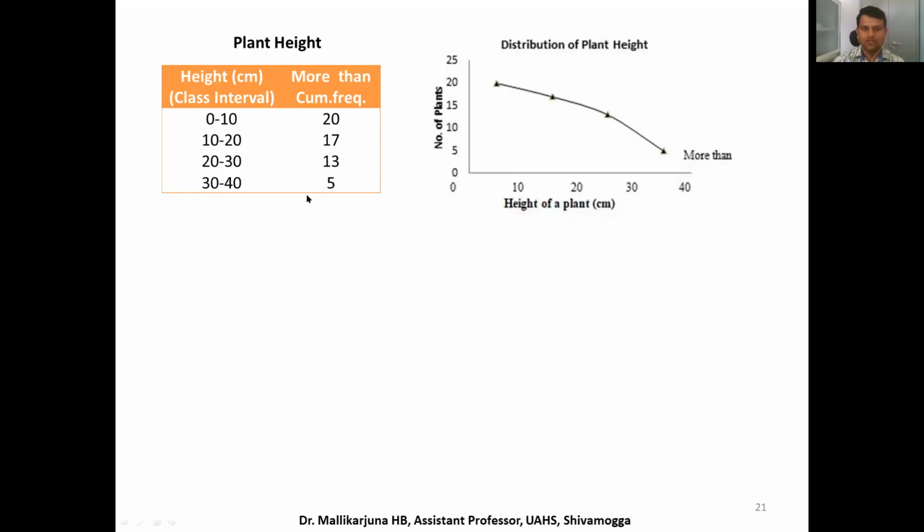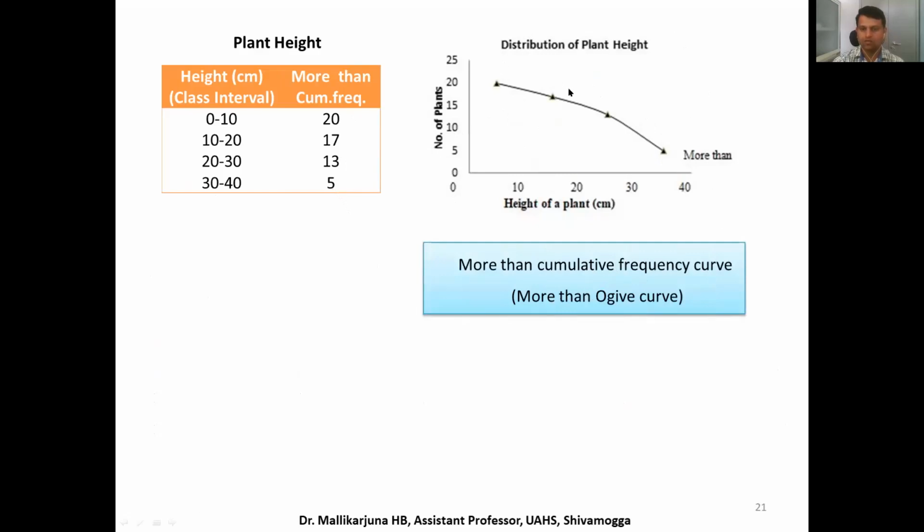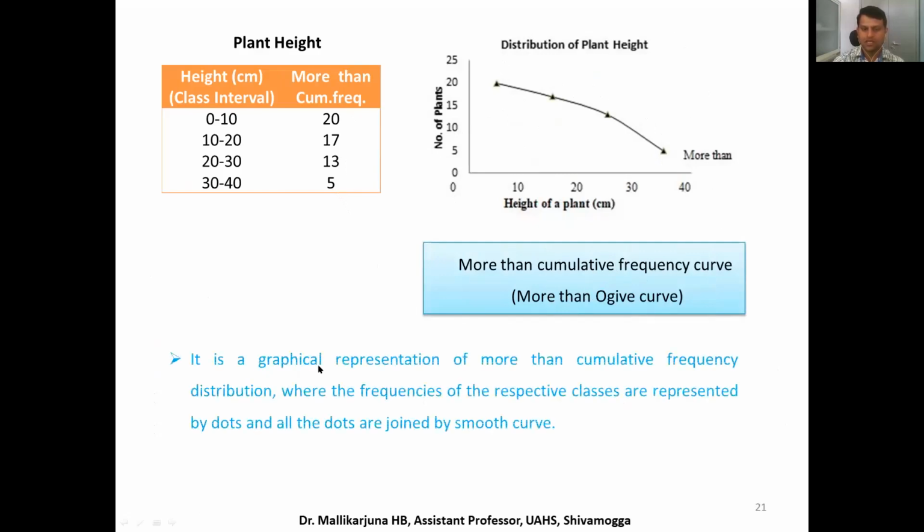Coming to more than cumulative frequency, here we add the frequencies from the bottom of the distribution. This is the more than cumulative frequency curve or more than ogive curve. It is a graphical representation of the more than cumulative frequency distribution, where the frequencies of the respective classes are represented by dots and all the dots are joined by a smooth curve. It is a decreasing curve sloping downwards from left to right. You can observe this is a decreasing curve sloping downwards from left to right.